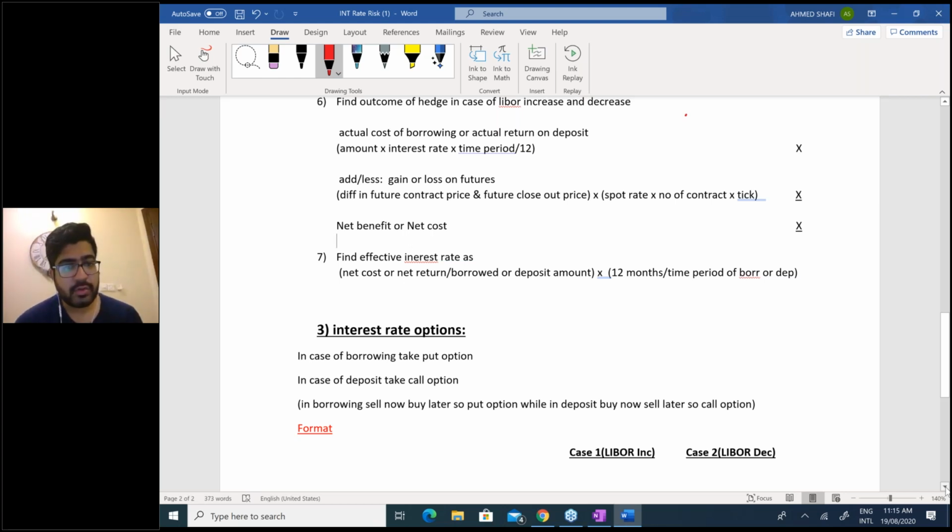How do you get the gain or loss on futures? It's the same as the gain or loss on FRAs: the difference between the FRA rate and the actual rate. Similarly, the difference in futures price and closeout price, into spot, into number of contracts, into tick, and you get the net benefit or cost. And finally, you find the effective interest rate. Just convert your answer into a percentage, because we will take the decision on percentages.